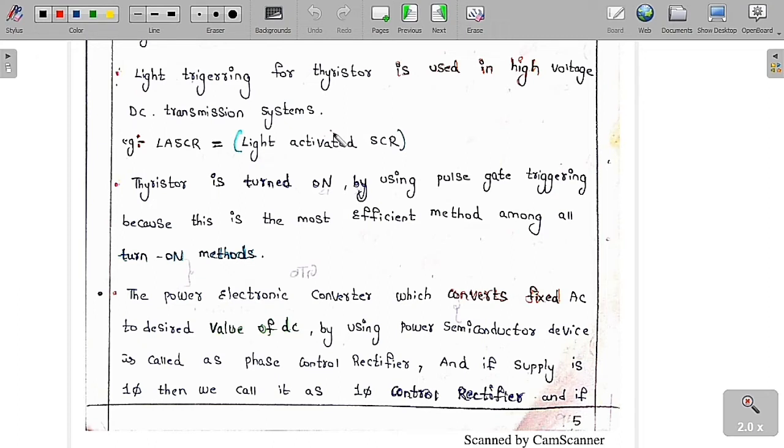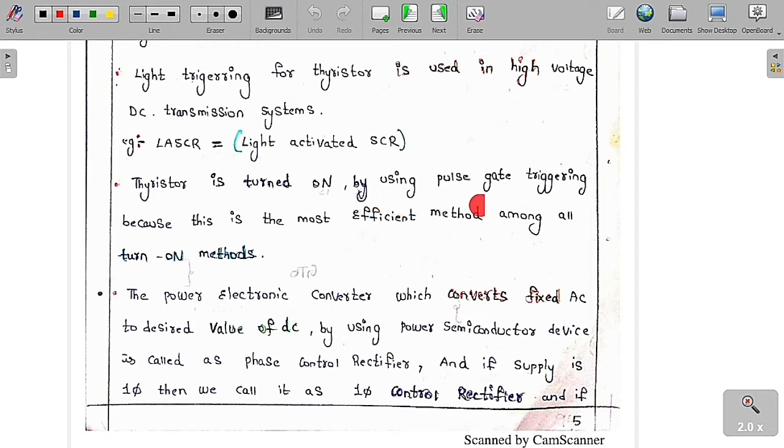So light triggering is used for turning on thyristors if you are using them in high voltage DC transmission systems. The example is LASCR, which is the light activated SCR. Whenever SCRs are used in HVDC, we turn on or trigger them with the help of the light triggering method.